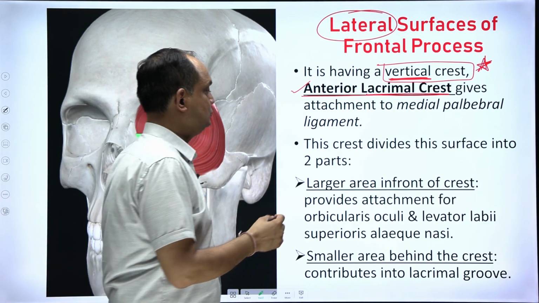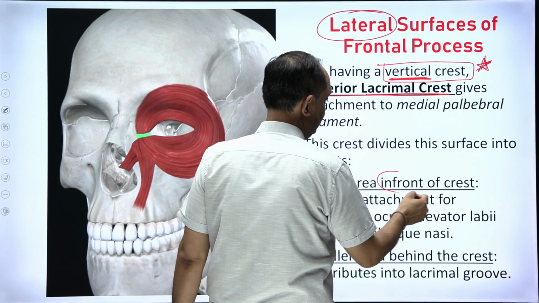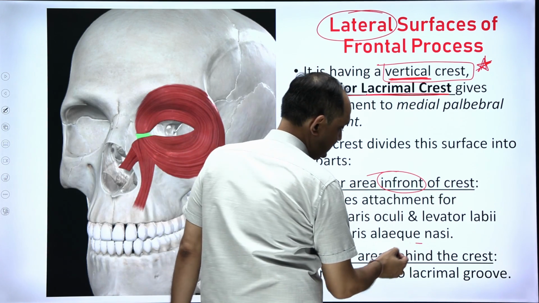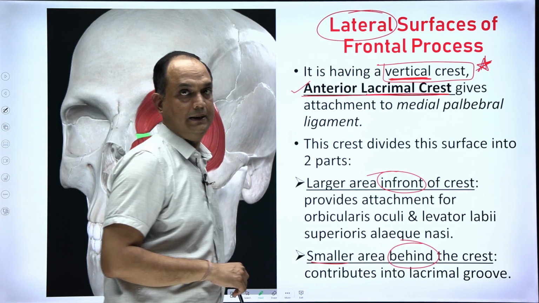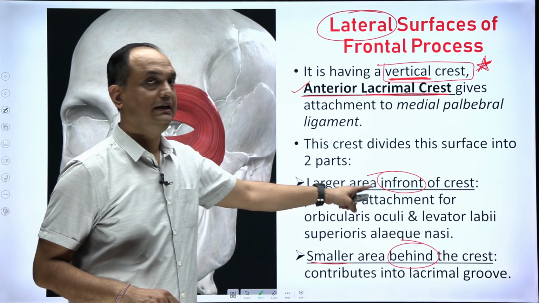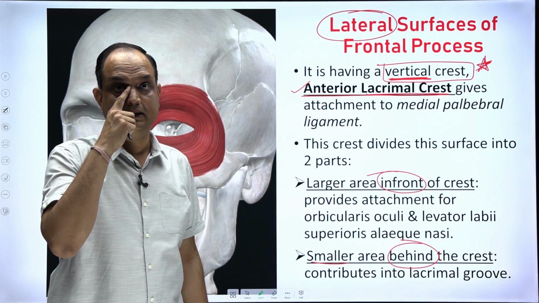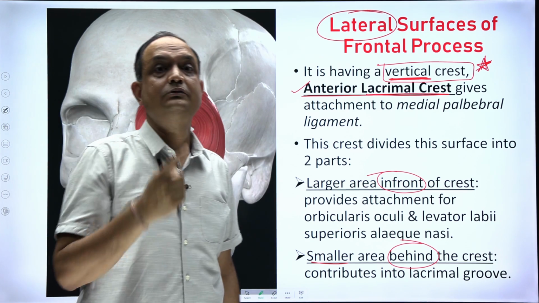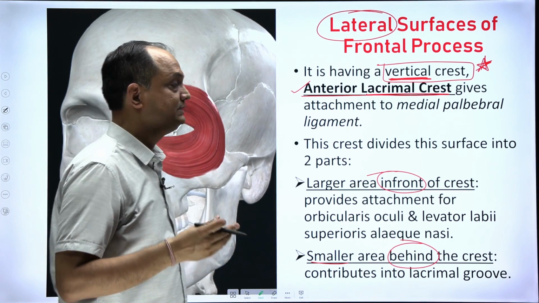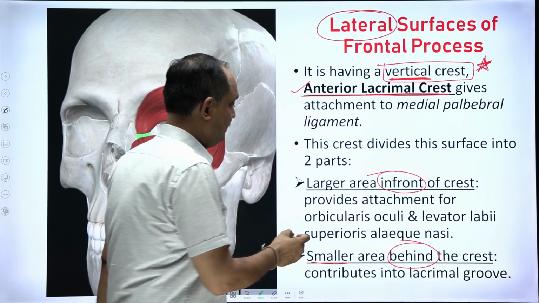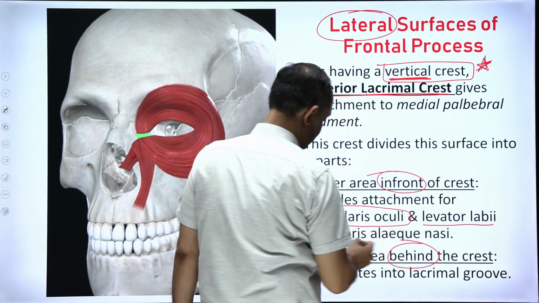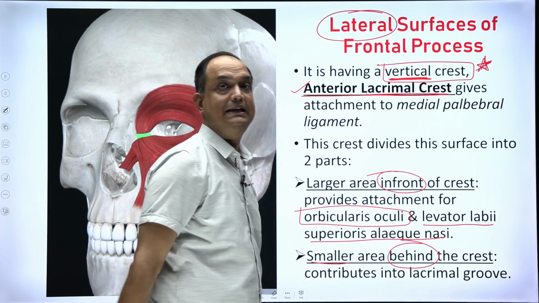Now what are these two parts? One is in front of the crest, which is a larger area. One is behind the crest, which is a smaller area. Now this larger area which is present here, which is visible very easily from outside, provides attachment to some important structures. One is the orbicularis oculi muscle, second is the levator labii superioris alaeque nasi muscle.